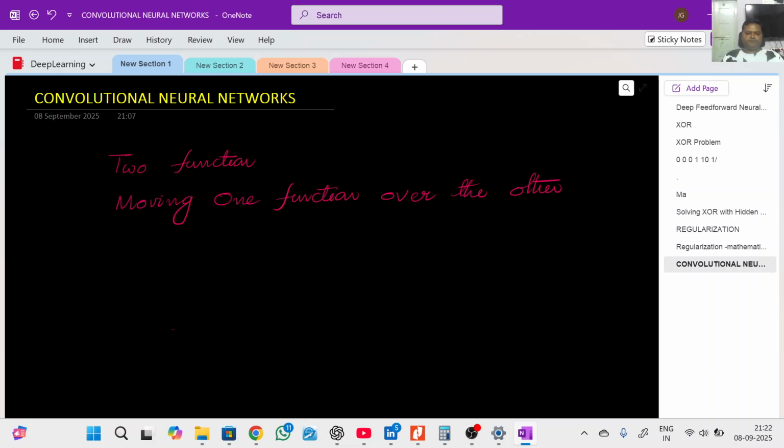For example, I have a function like this. Then I have another function, let us say, which is something like this. Now, what I do is I will slowly move this function over this red line, moving one over the other. This is known as convolution.